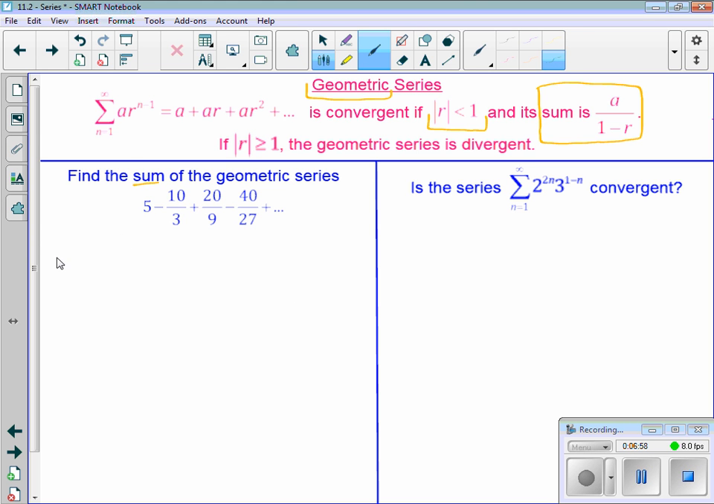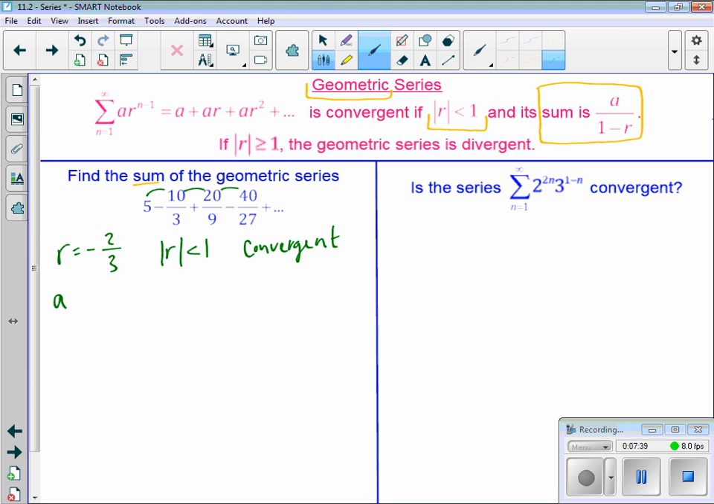So to find our r value, we're just trying to figure out what we're multiplying by to get from here to here, or here to here, or here to here. So what are we multiplying by each time? Two-thirds, and it's actually what? Negative. So negative 2/3 is my r. So if I do the absolute value of r, is it less than 1? Yeah, so we know it's convergent. And then to find the sum, we just use this here.